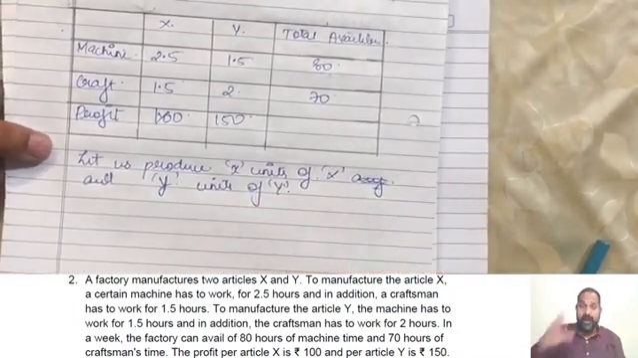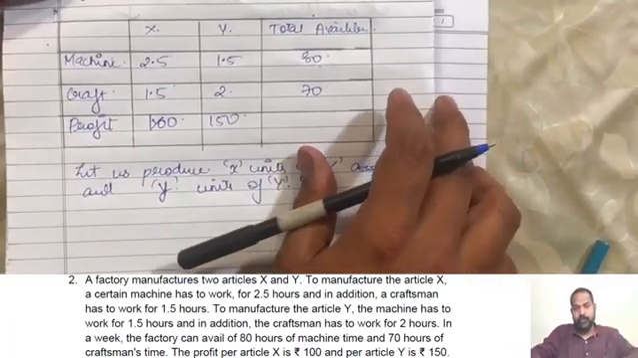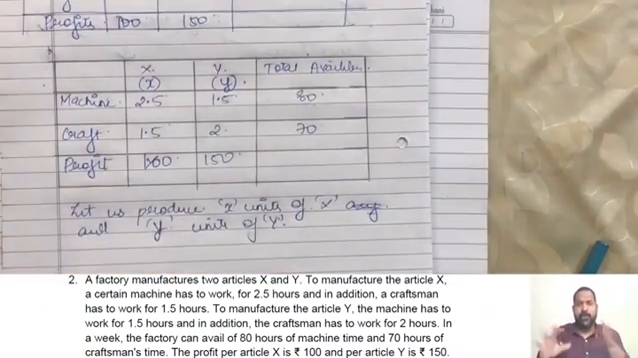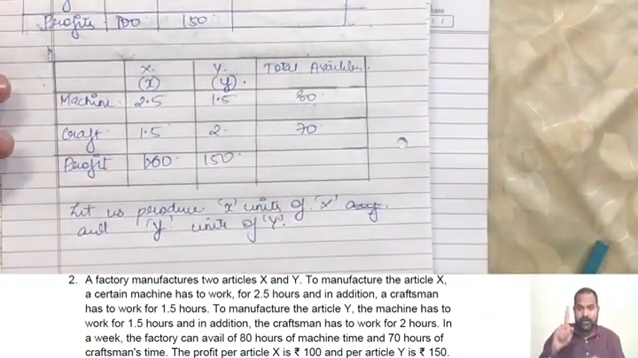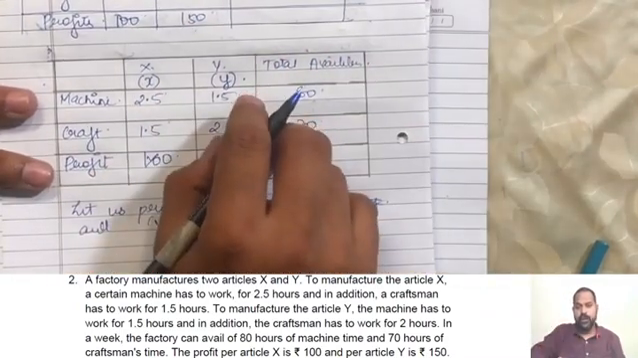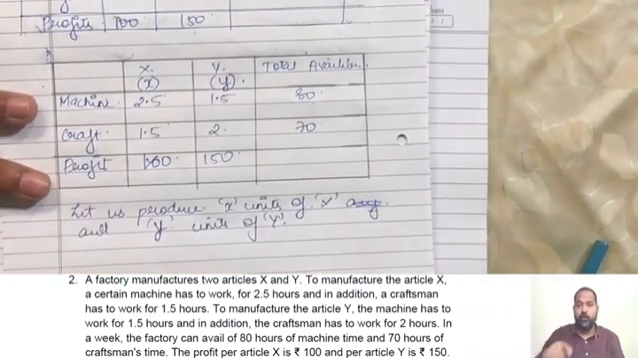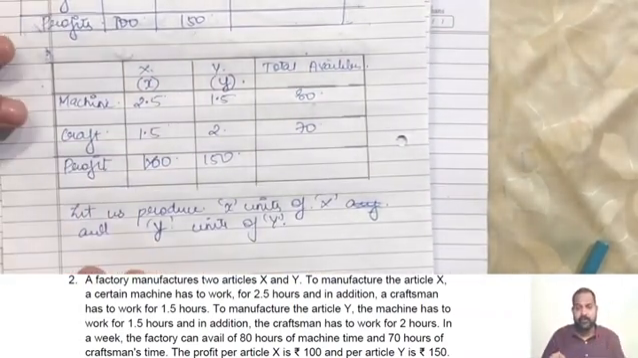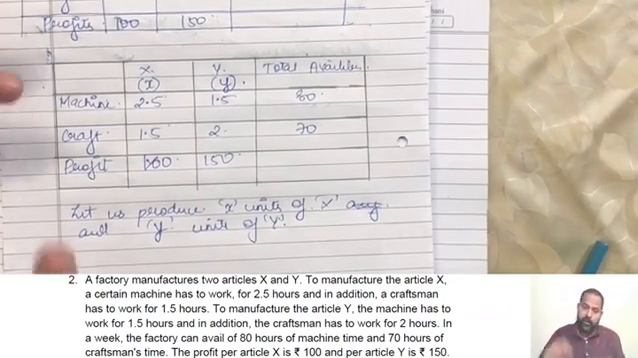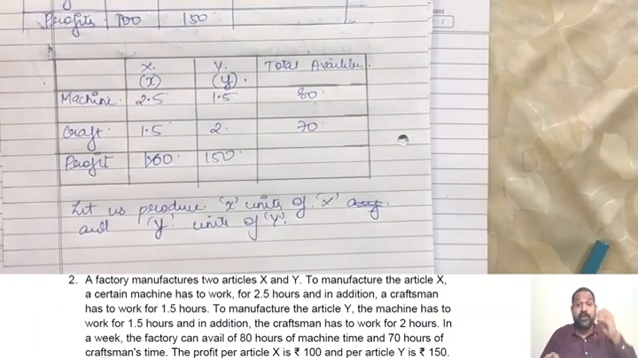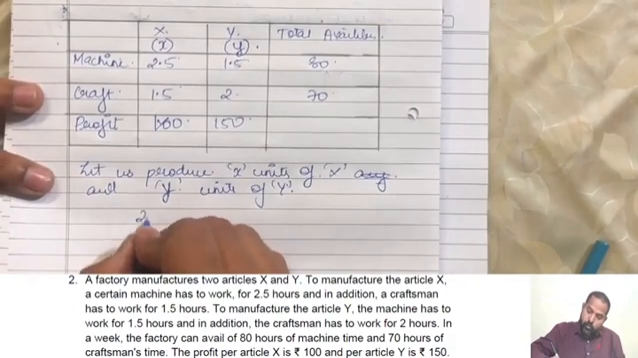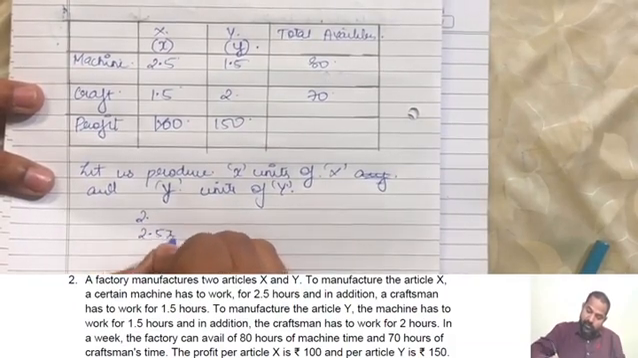So let's talk about machine time. If I'm making X articles of X and Y articles of Y, suppose I'm making 1 X. 1 X requires 2.5 hours on the machine. What if I'm making 2? Well, 2.5 into 2, which is 5 hours. What if I'm making 3? Well, then it's 2.5 into 3. What if I'm making 4? Or 2.5 into 4. Then what if I'm making X articles? Then the total machine time to make X is 2.5 X.